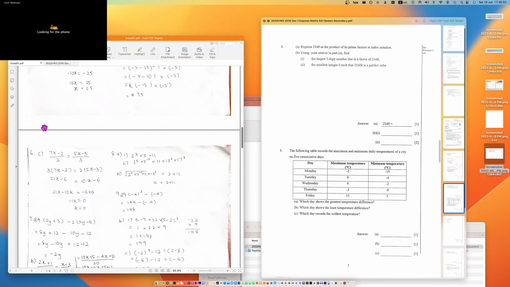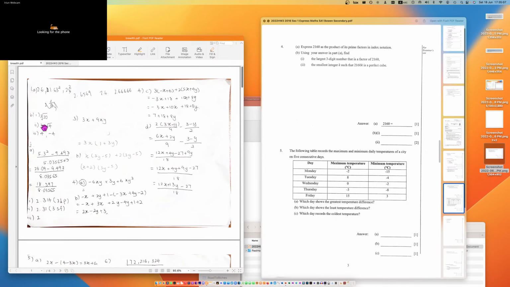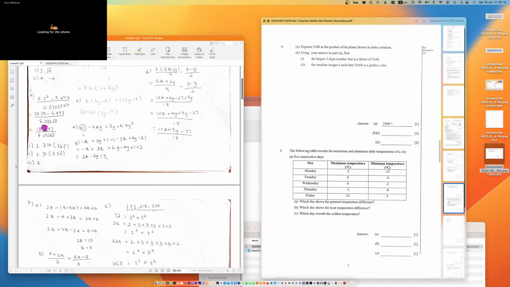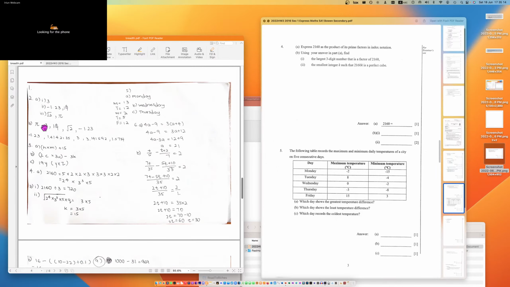Is it this one? No, I'm trying to look for question 4. It's the same page as here. It's not here. Yes. Okay, good.